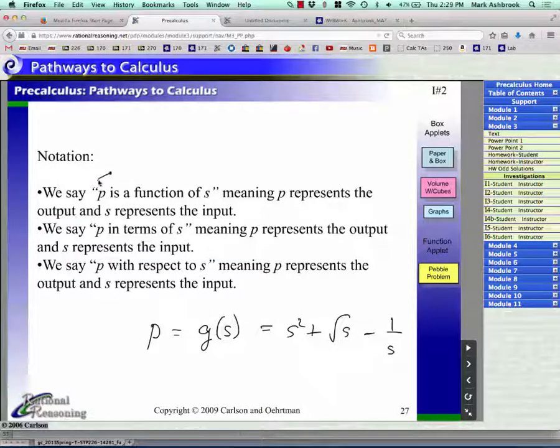Does it mean that when you have a phrase, the output always comes first and the input always comes second? No, you can write it, there's a dozen ways you can set it up. You have to read the particular situation and determine which quantity is output, which one is input.